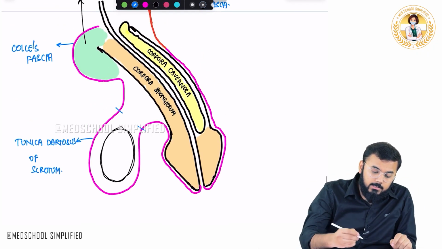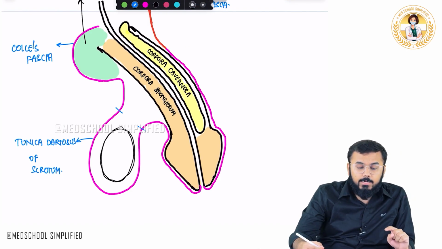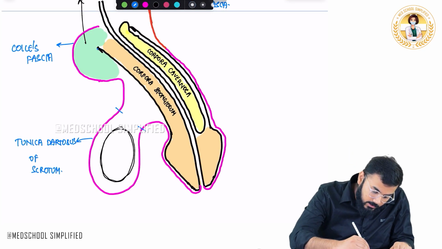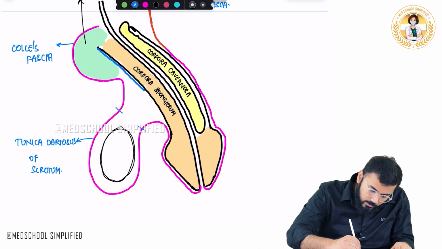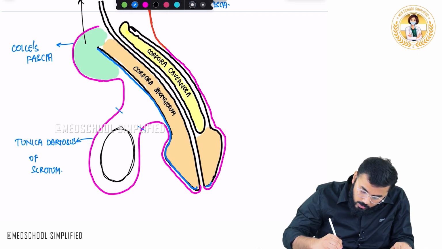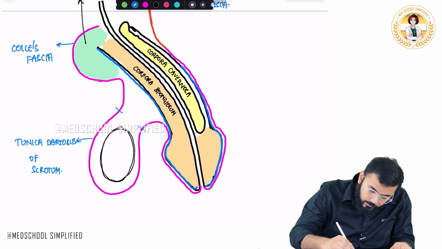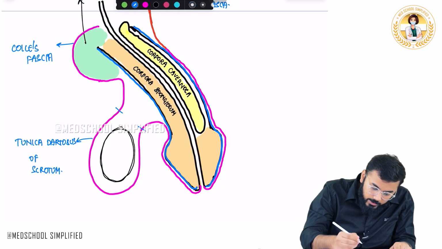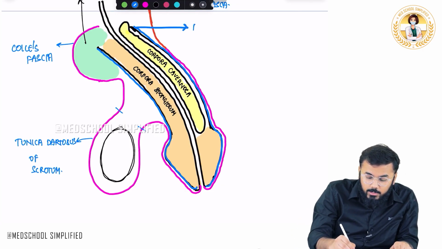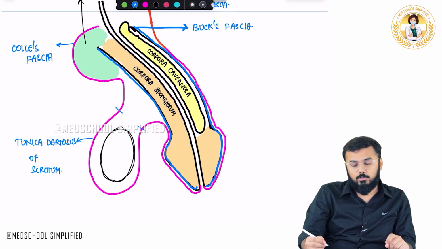Now the next important thing is that there is one more fascia here. Where is this fascia? This fascia is lying deep to the Colles fascia, which means this fascia which I am drawing with the blue. You see this particular fascia which I am drawing with the blue, that is lying deep to this Colles fascia, right? So this particular fascia is called your Buck's fascia. So one is called your Colles fascia and the other one over here is called your Buck's fascia.